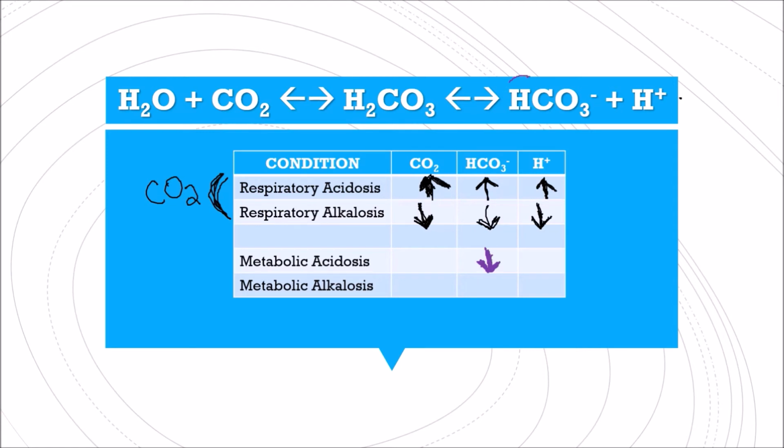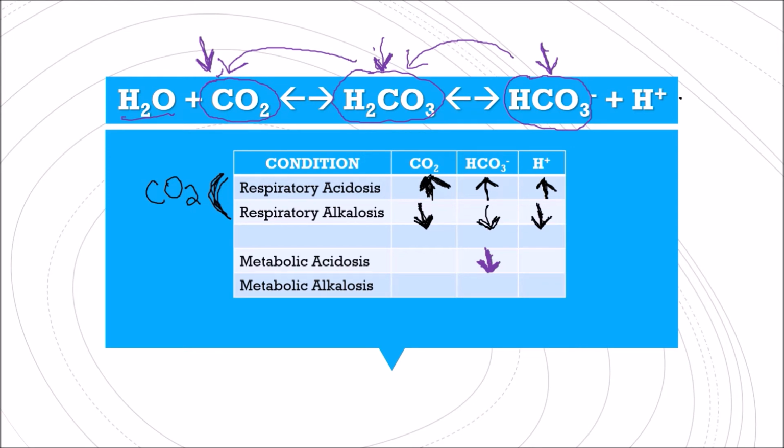So let's look at bicarb up here in the formula. If your bicarb levels go down, then there isn't going to be enough bicarb to make enough carbonic acid. So your carbonic acid levels are going to go down. And if your carbonic acid levels go down, then there isn't going to be enough to make carbon dioxide. And there's always water, so don't worry about the water. But look what we have over here. Look what's left over.